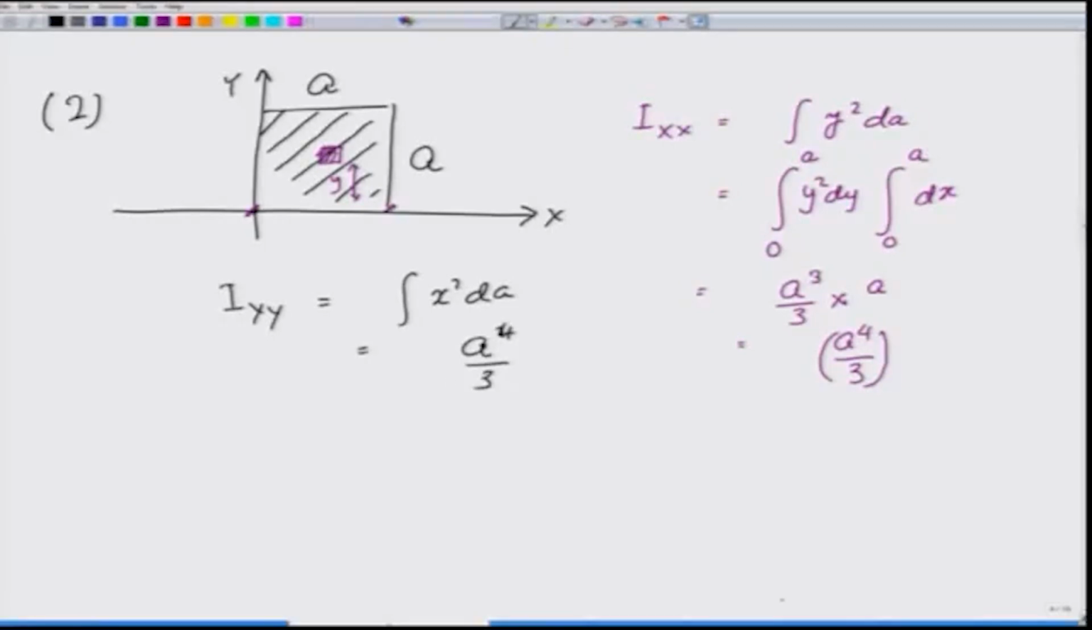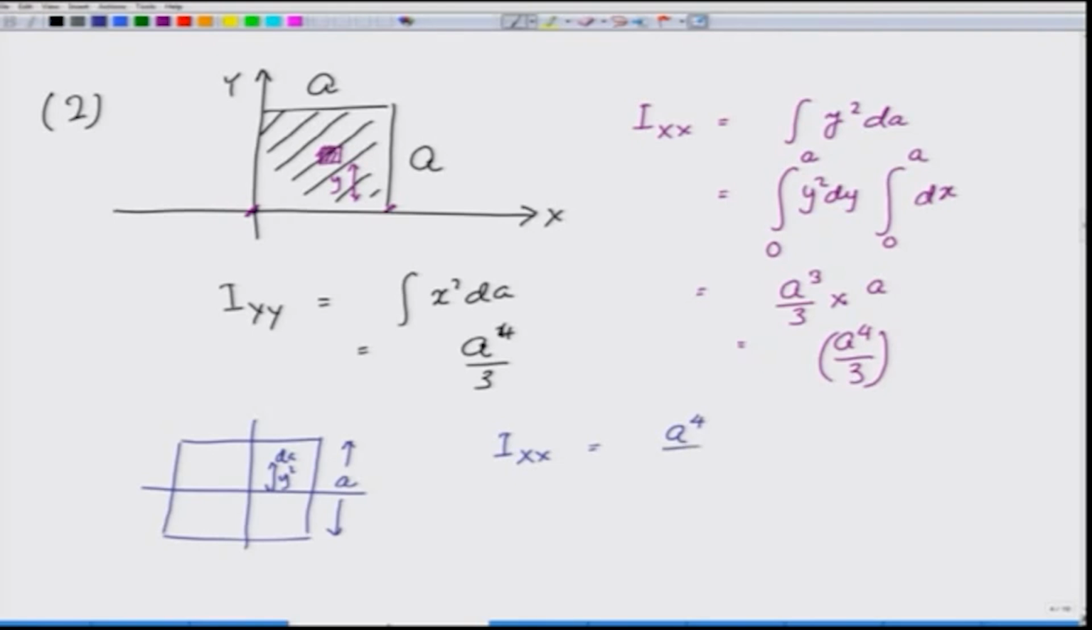How could I have gotten the same result from the previous problem? Just to find the relationship, remember in the previous problem I had a square like this and this side was a, and in this case Ixx, which is actually measuring y square times dA, was equal to a raised to 4 over 12.